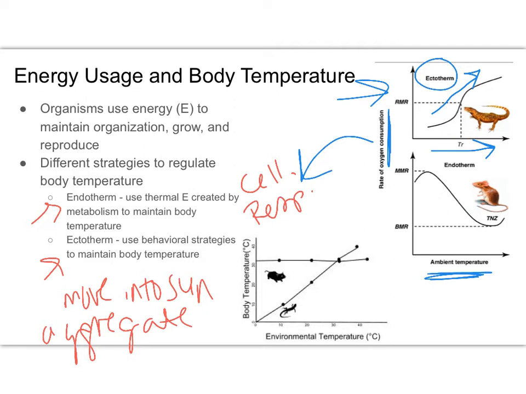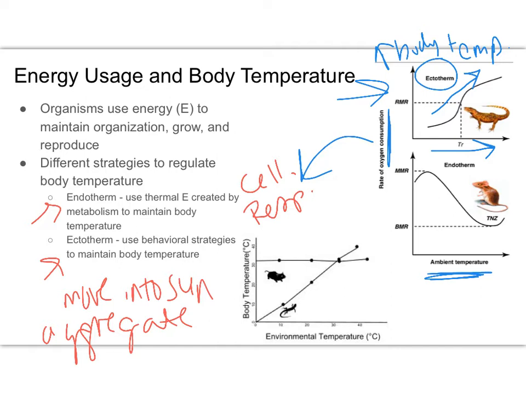because they don't maintain a steady body temperature, right? So if the outside temperature is going up, then their body temperature is going up. And if their body temperature is going up, then their chemical reactions are going to happen a little bit faster, right? The enzymes, the molecules are moving a little bit faster, therefore cellular respiration will speed up a little bit.